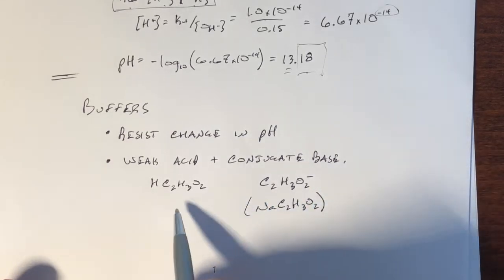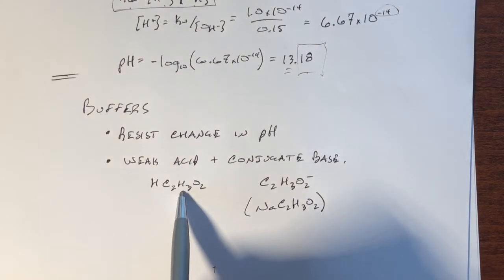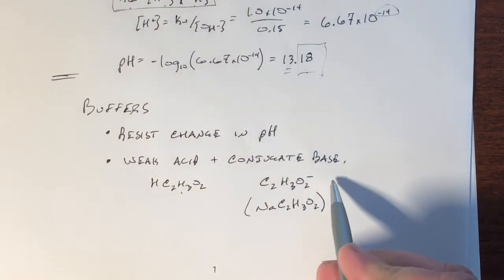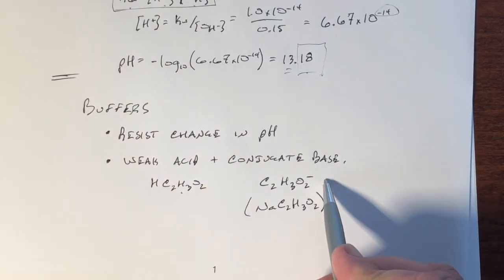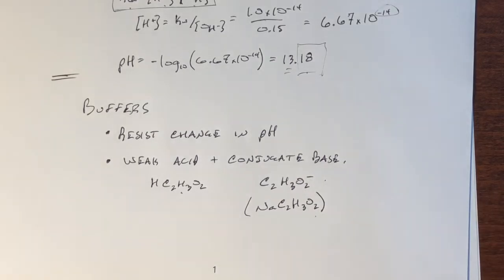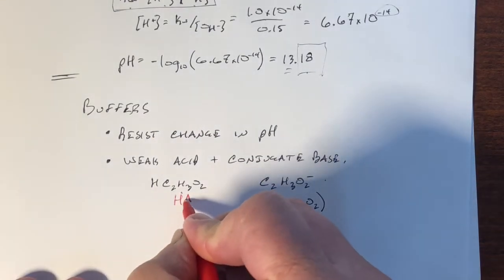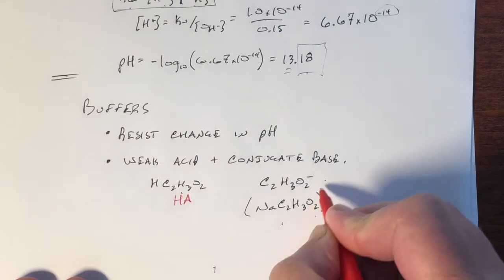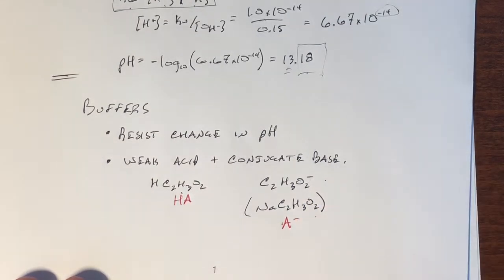Okay, so I can say that my weak acid is the acetic acid, and my conjugate base is the acetate ion, or I could say the conjugate base is sodium acetate. They're the same thing in solution. Oftentimes we shorten up our handwriting and we just call this guy HA and this guy A minus. Okay, and then we go to the equilibrium expression.